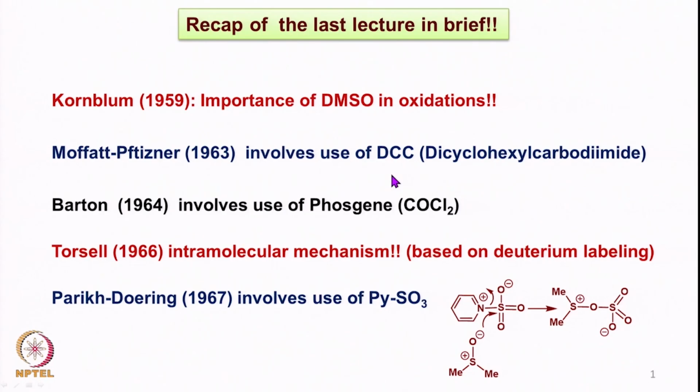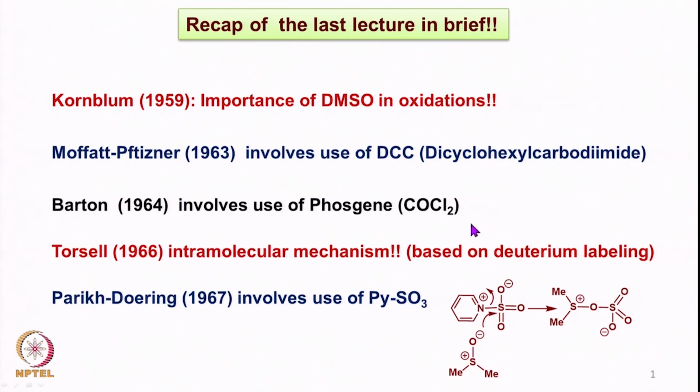As an extension of this particular concept, Barton used phosgene to activate DMSO, and then oxidation of alcohols was discussed by us. Of course, we saw that phosgene, being a very low boiling compound and not easy to handle, was of course a drawback.